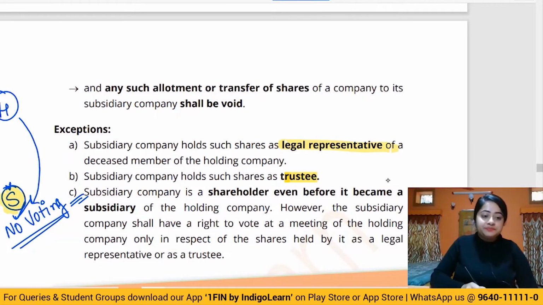So let's say there is a person. This person has the shares of the holding company, right? Now this person hands over these shares to the subsidiary company as a trustee. Okay, so in this case, we can see that the subsidiary company is merely acting as an agent. The subsidiary company does not have these shares in its own name, but is merely acting as a trustee for this third party, right? In that case, the subsidiary company can continue to hold the shares of the holding company, and the voting rights will also be exercisable on those shares. Same way is the legal representative. If the subsidiary holds shares as legal representative also, they can continue to hold and voting rights will be allowed.